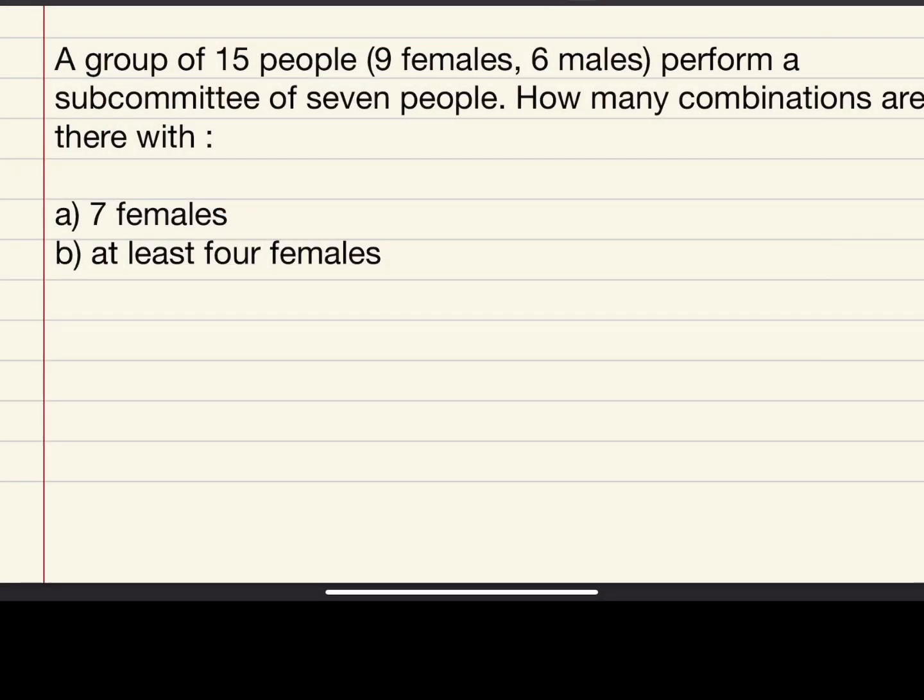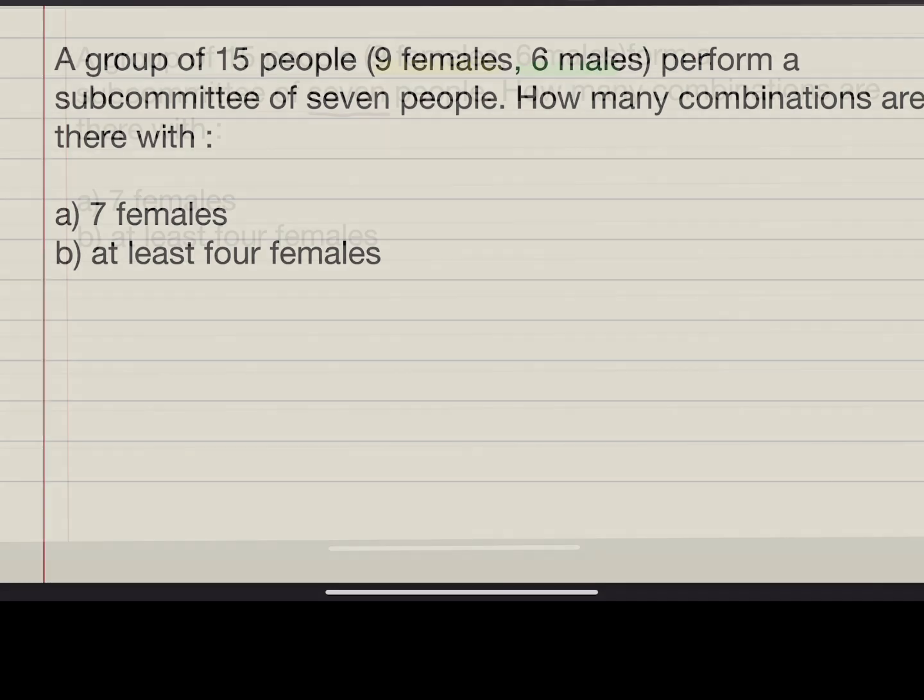A group of 15 people, 9 females, 6 males, form a subcommittee of 7 people. How many combinations are there with exactly 7 females, and then with at least 4 females? So these are two different types of combination problems. We're going to approach each separately and thoroughly.